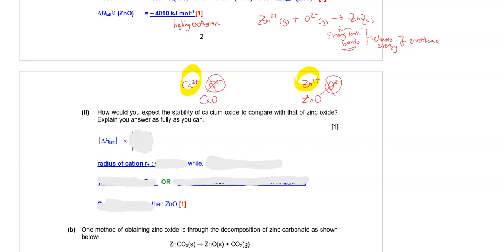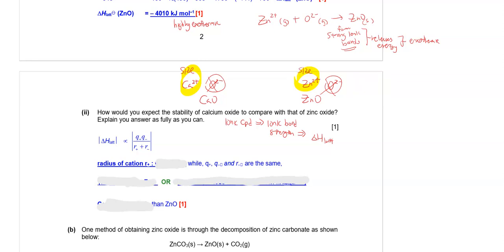Now, if you take a look at it, it's an ionic compound. So basically, we are comparing the stability, which is with regards to the ionic bond strength. And ionic bond strength, we know that we will look at delta H lattice energy. This formula is not foreign to you: Q plus Q minus over r plus plus r minus. The charge of calcium and zinc are the same, and O2 minus is the same. So the only thing that differs is the size of your cations.